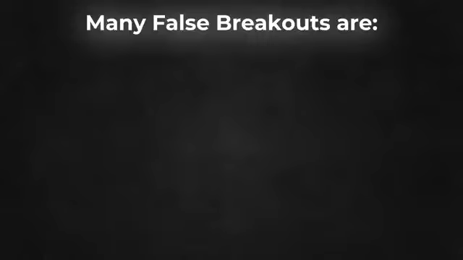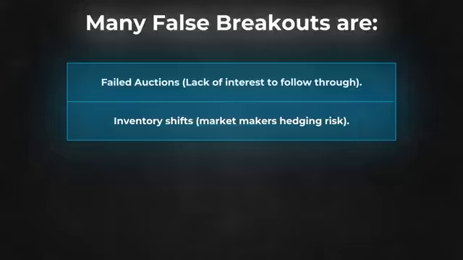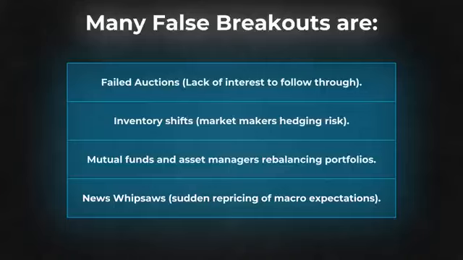Retail traders assume all false breakouts are engineered, but in reality, many of the false breakouts are failed auctions, which means a lack of follow-through interest, inventory shifts, which is when a market maker is hedging risk, mutual funds and asset managers rebalancing portfolios, and news whipsaws, meaning a sudden repricing of macro expectations.